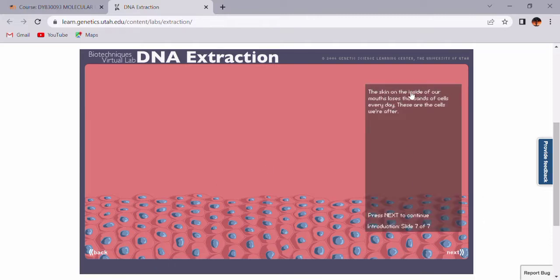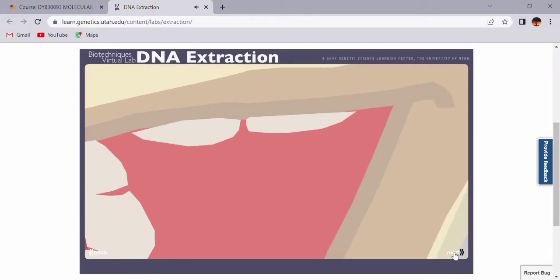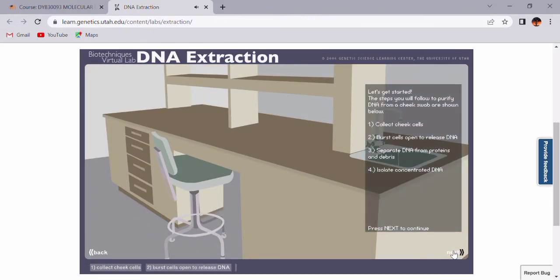The skin on the inside of our mouth loses thousands of cells every day. These are the cells we are after. Okay, next, let's get started.